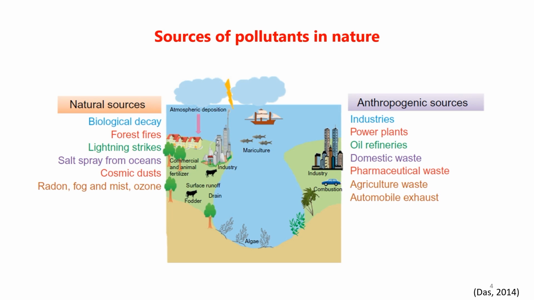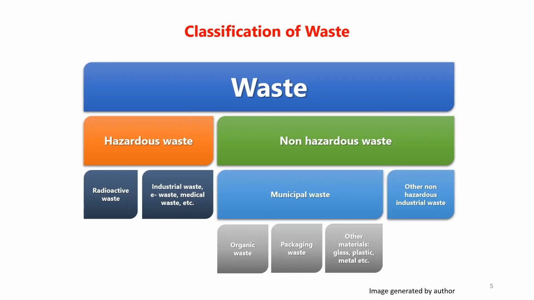But then there are anthropogenic sources of pollution, which are coming from the industries, power plants, oil refineries, and then the domestic waste, then pharmaceutical waste and agricultural waste, and the automobile exhaust, which we saw in the earlier slide. So these are man-made pollution. That's why we call this anthropogenic, due to human activities. We can control them to a large extent if we have proper planning.